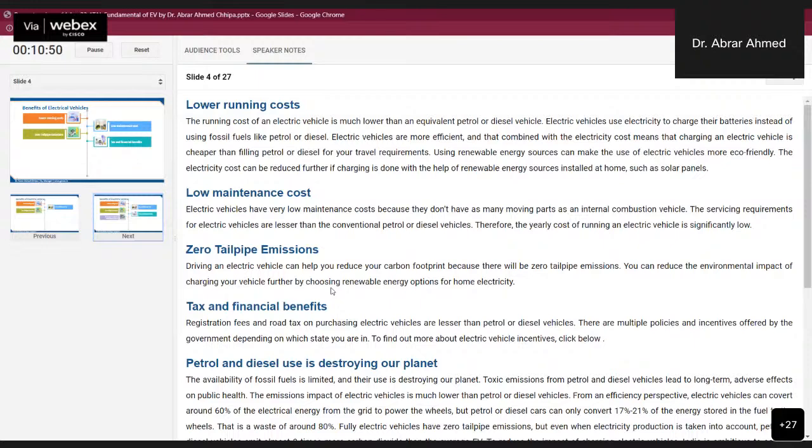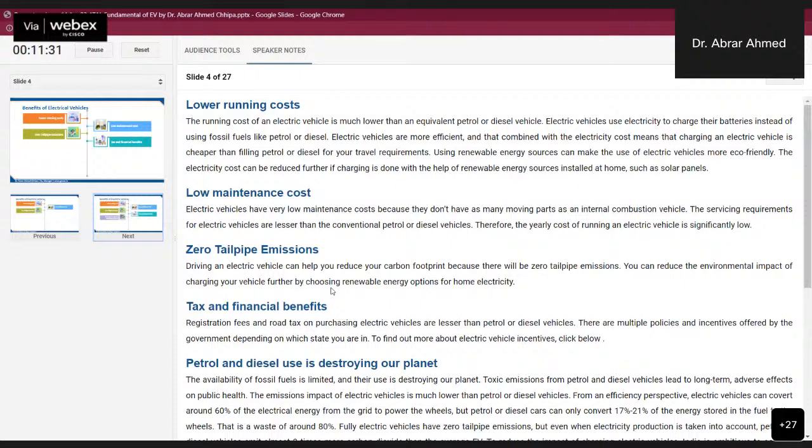So if we take an EV, the government has some policies and schemes under which they are providing low registration fees, low road tax, or in some states there is a policy that there is no road tax for green vehicles. Also, for IC engines, we need to carry the PUC. For the EV, we do not require any PUC. So there are multiple policies and incentives offered by the government depending upon which state you are in.